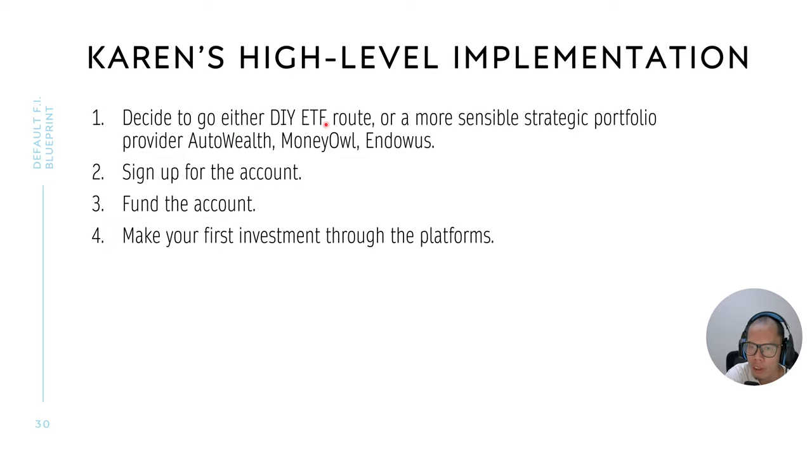Decide to go either the DIY ETF route, which means that you find your own broker and then try to implement this yourself. Or you can go for one of the sensible strategic portfolios provided by Autowealth, MoneyOwl, and Endowus. More or less, I have seen their portfolios. The strategic portfolios look more sound, for the flagship ones or the core ones, not all the strange satellite ones. Don't be confused. We're talking about core strategic portfolios. They allow you to have that true north. If you're not so much into this, that's a good starting place.